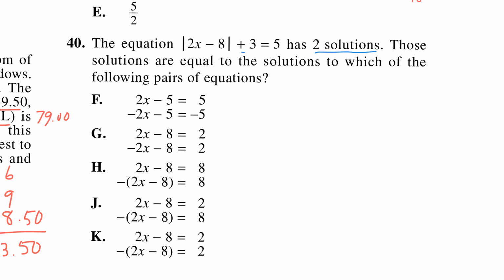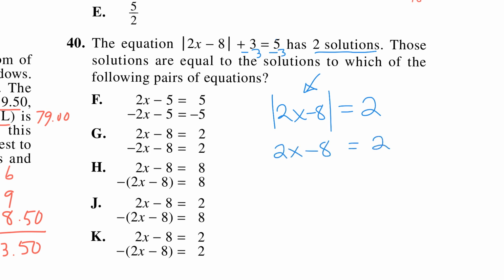All you have to know is if you subtract 3 on both sides, you're going to have the absolute value of 2x minus 8, and 5 minus 3 is 2, so this is equal to 2. Now inside this absolute value could be positive or negative, so you could have 2x minus 8 is equal to positive 2, or you could have the negative of that. And so looking at the answers, the answer has to be K. So you have a negative 2x minus 8 equals 2, and then a positive 2x minus 8 equals 2. So in this case, the answer is K for number 40.